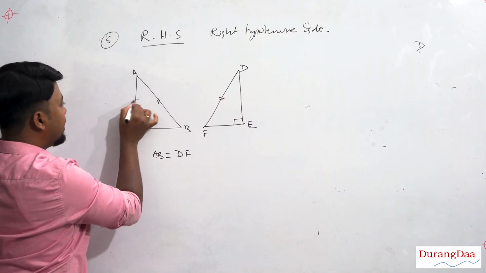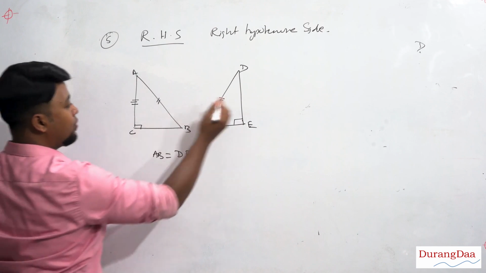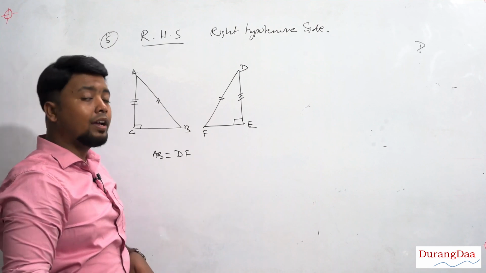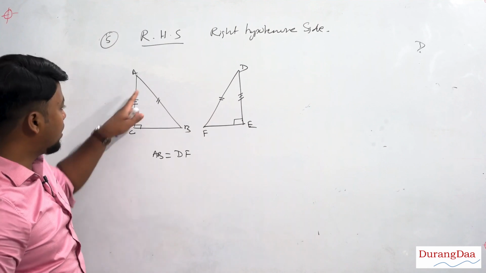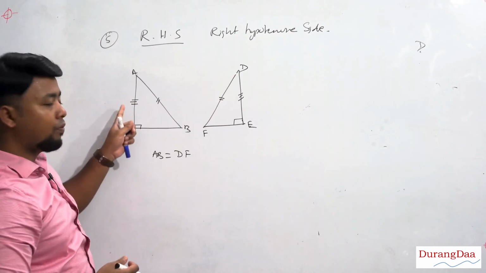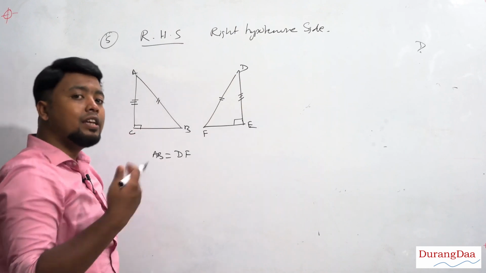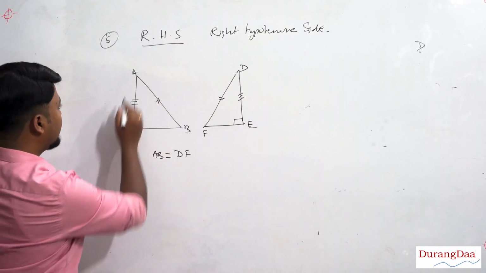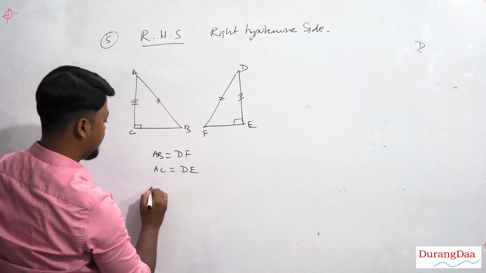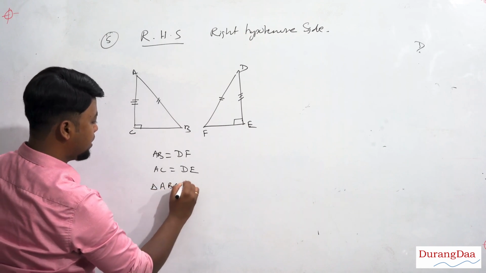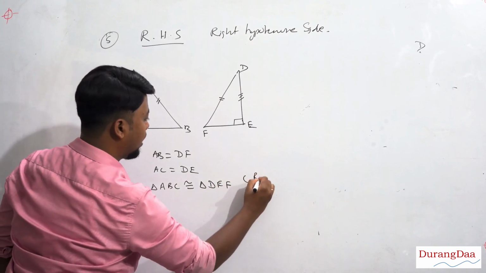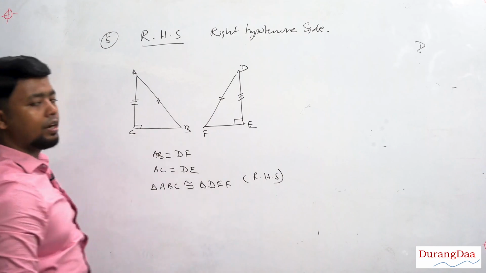So if I am choosing AC, if AC is equal to, suppose, DE, then we can say both the triangles are congruent by RHS. The requirement here, again I will repeat: the hypotenuse of both the triangles should be the same and any one side of the first triangle should be equal to the corresponding side of the other triangle. That's it. So here AC equals DE. So we can just write triangle ABC is congruent to triangle DEF by RHS.